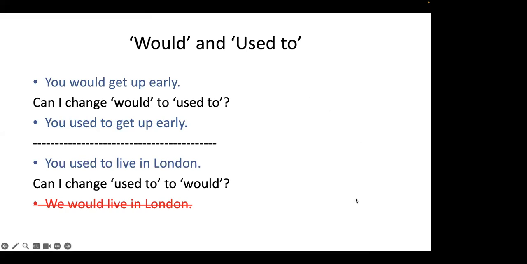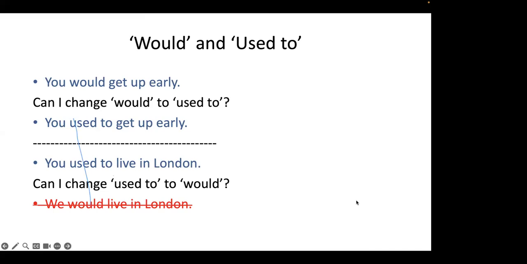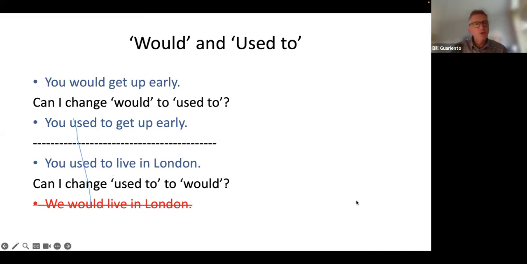I think used to talks about habits that ended in the past, but would can talk about habits in the past and now or the future. Would can refer to the future and the past at the same time. Okay, was that Allah or Amina? Allah. Well done, Allah. I think you're right for used to, but we need a little bit more about would.